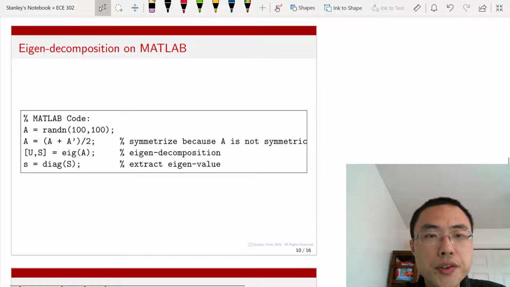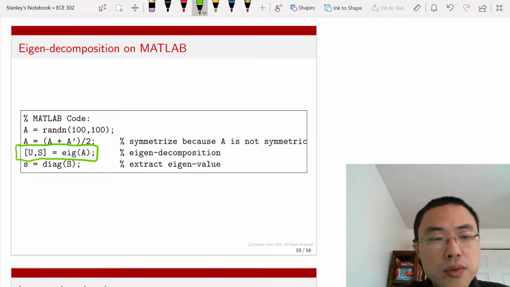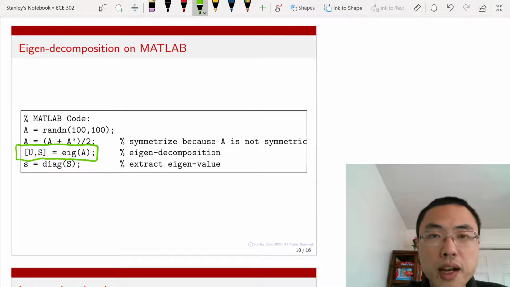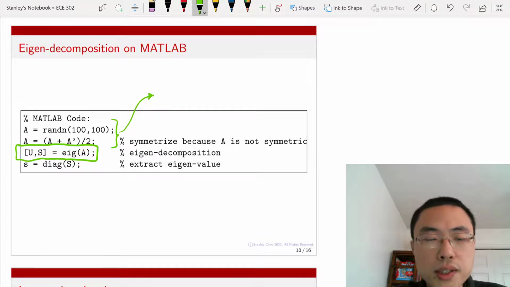So here is an example of how to do things in MATLAB. Basically, the command is this line, where you have a matrix, and then you run eigen decomposition, then you will be able to get U and S. S is the same as my lambda. Now, the command here is just to set up the problem because you need to type in some matrix A.